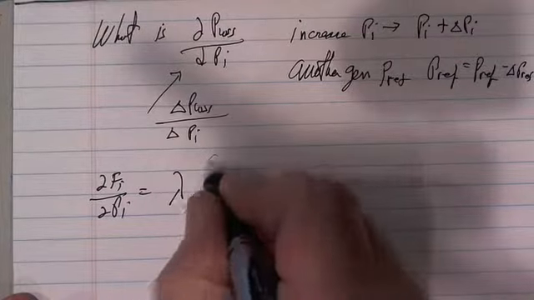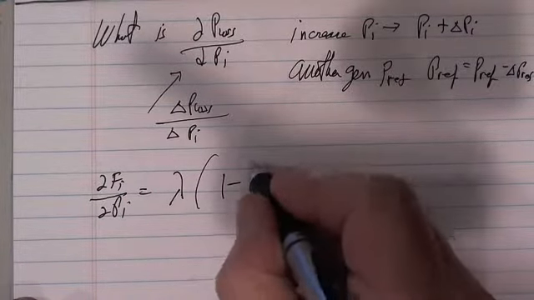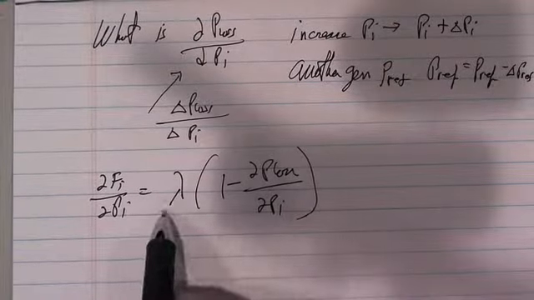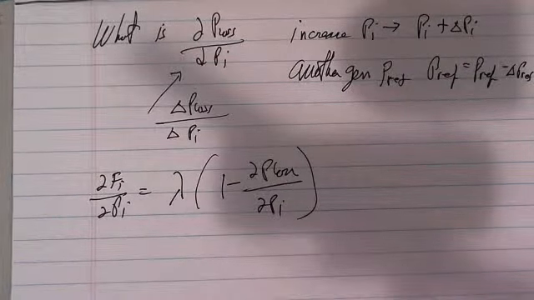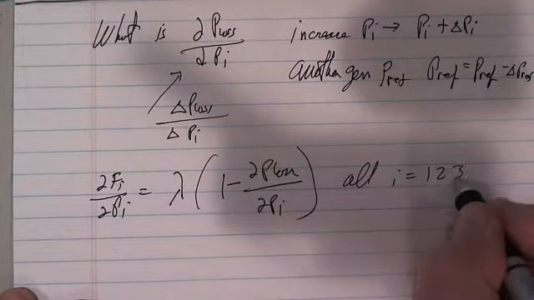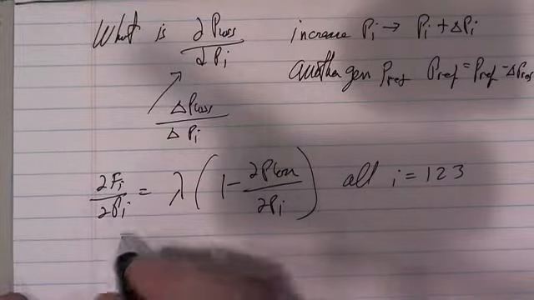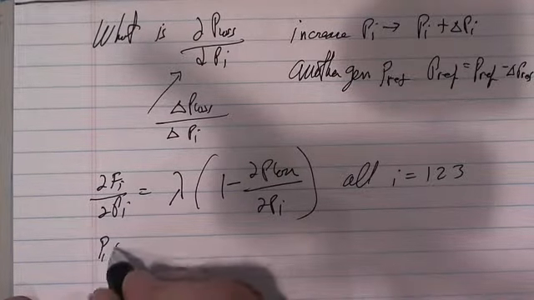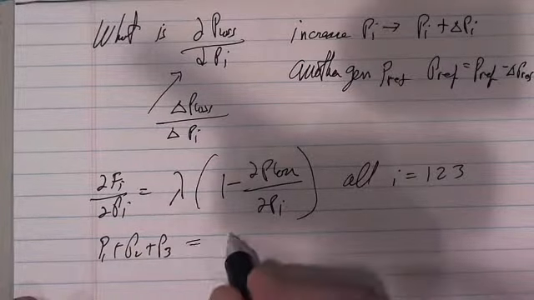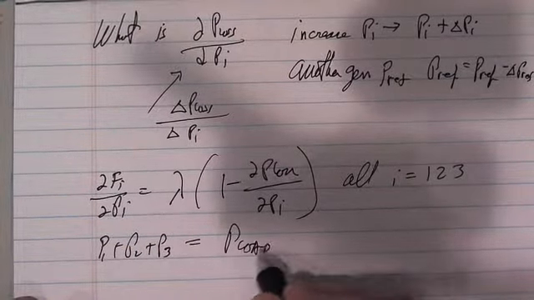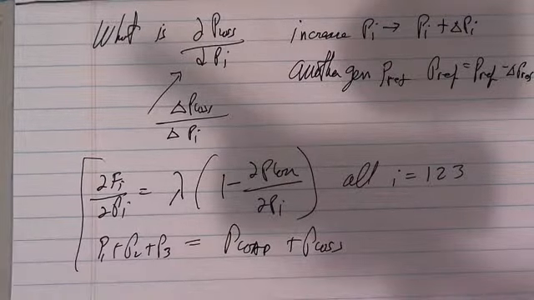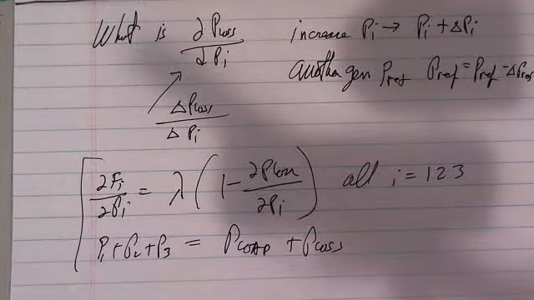All right, so now we have this equation again, that dF sub i, dP sub i equals, let me write it this way, lambda times 1 minus dP loss dPi. I moved this over to the other side, and this is for all i equals 1, 2, 3. And P1 plus P2 plus P3 must equal P load plus P loss. So all I have to do is find the solution for that.